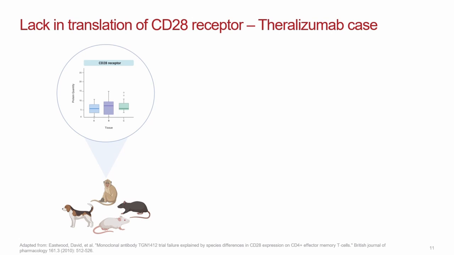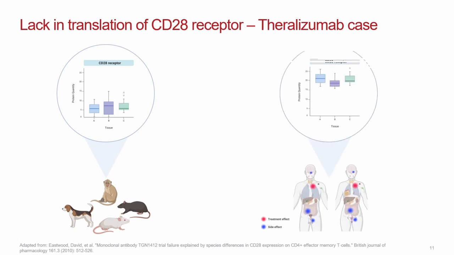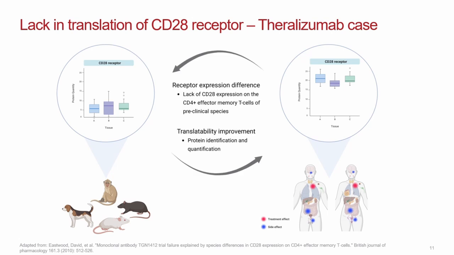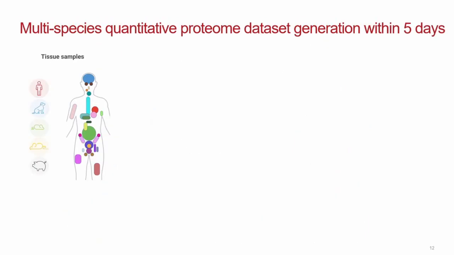Later on they figured out that the CD28 receptor on CD4 cells is actually downregulated in monkeys, and therefore the immune system in humans was acting completely different. So what does this tell us? It means that it's not only important to know where the protein is expressed, it's also important to know at what level. So therefore we generated a quantitative data set.